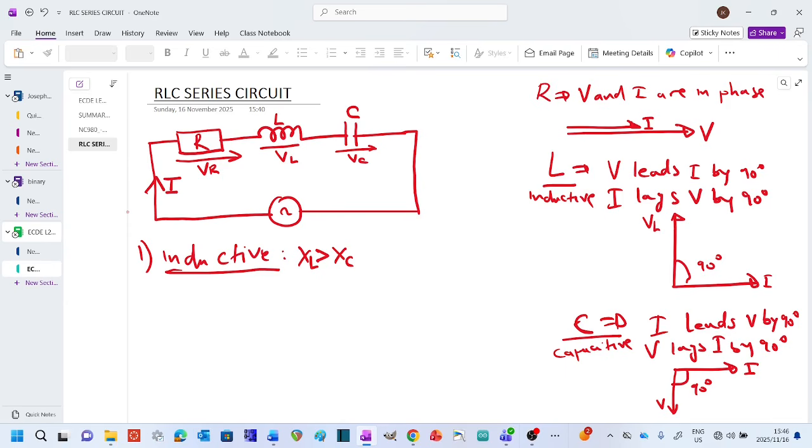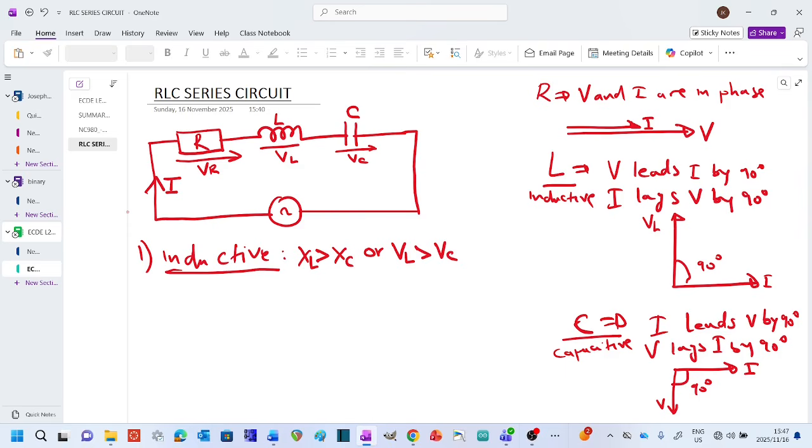But in this context, we don't have XL. We are not referring to XL. So what are we referring to? When VL is greater than VC, we talk about an inductive circuit. Most of the time in the exam, you don't have to bring this statement up. But in the context of our phasor diagram, since we are working with voltage, I have to bring it in. So VL is greater than VC, it's an inductive circuit.